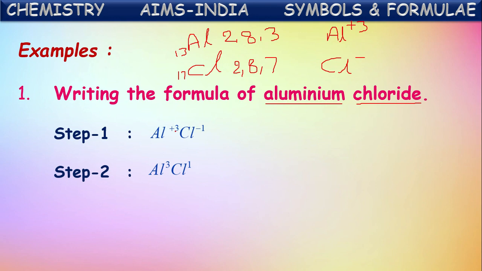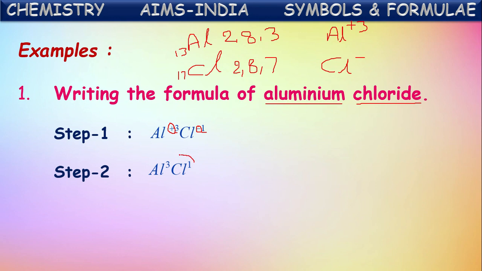See here, the charge is 3, here 1. No common factor can be eliminated from these two, so that's why they are written as they are. And we have to eliminate these positive and negative symbols from their charges. Just the numerals are taken.